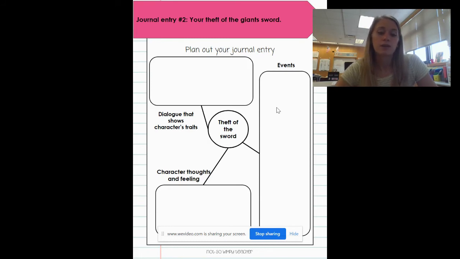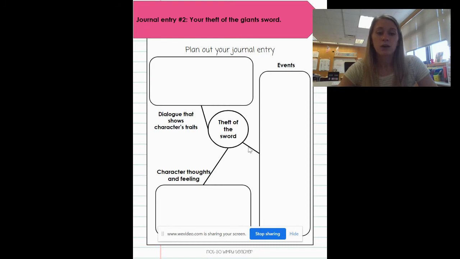Then you want to look over at character, thoughts, and feelings. When you do that, you want to think of how Molly Whoopi was feeling during these events. In the story, did she sound like she was scared, brave, happy, sad? I want you to think of how she would feel and be able to express that in your journal entry.